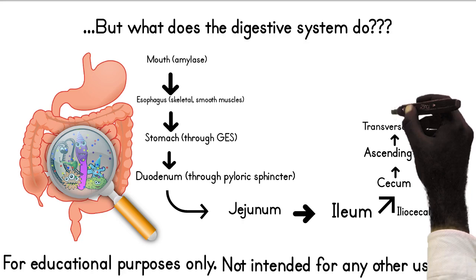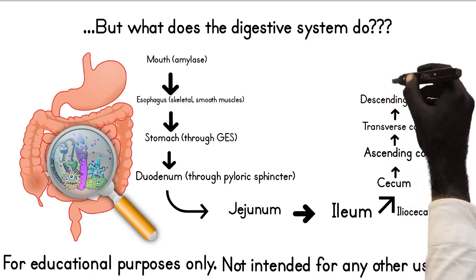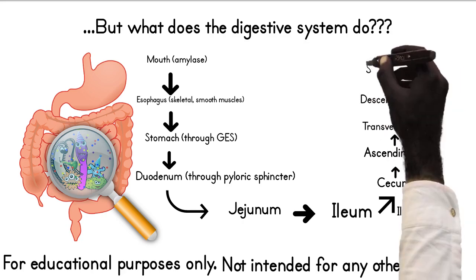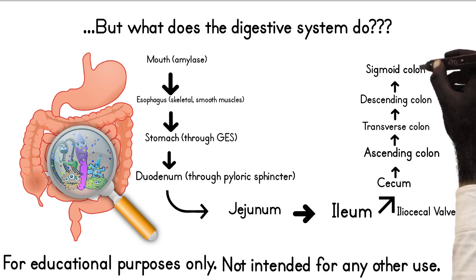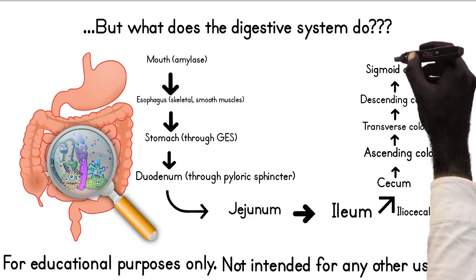Once again, making another right turn, this time called the splenic flexure, to become the sigmoid colon. And then that eventually further becomes down into the superior part of the rectum.